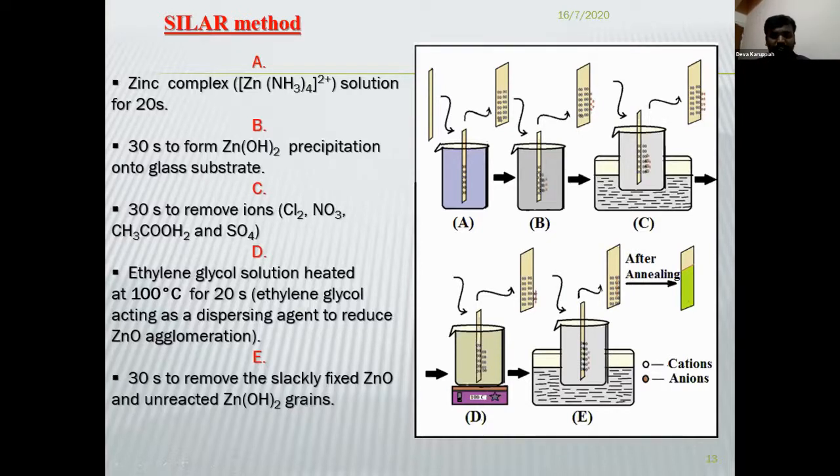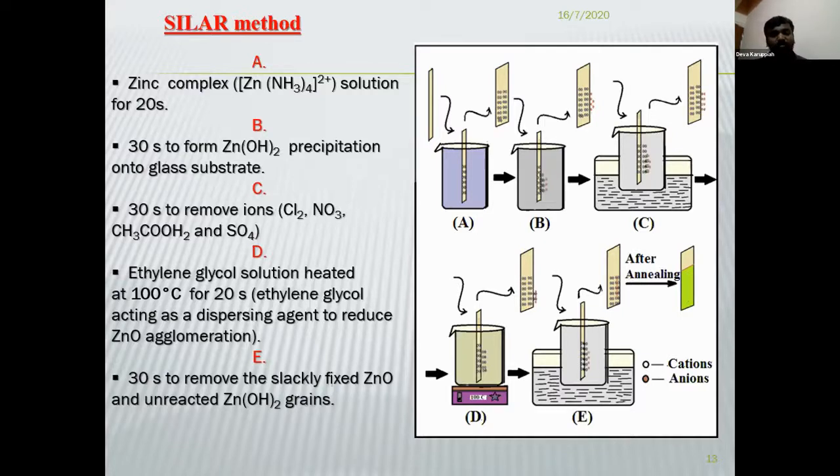Why are we using ethylene glycol here? Because ethylene glycol acts as a dispersing agent. It reduces some unwanted zinc agglomeration, so it is removed from the substrate. Finally, we put it inside the ultrasonic water to remove the sticky form of the ZnO, and this process can be repeated several times to get the desired film thickness.